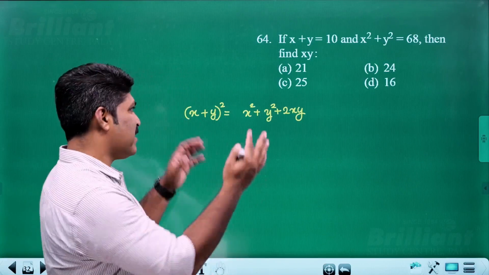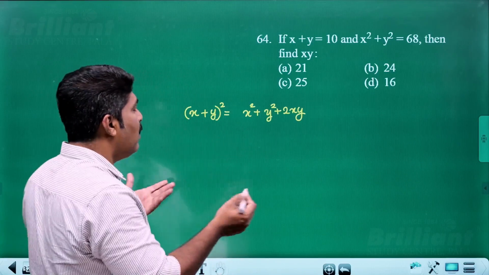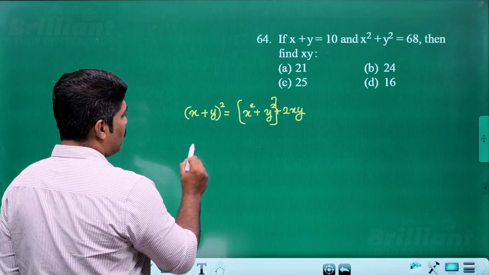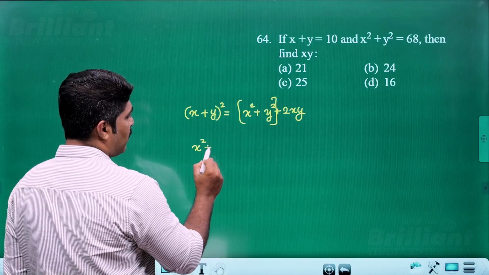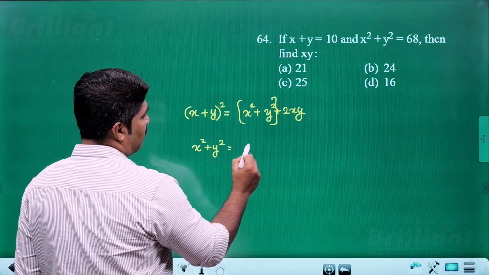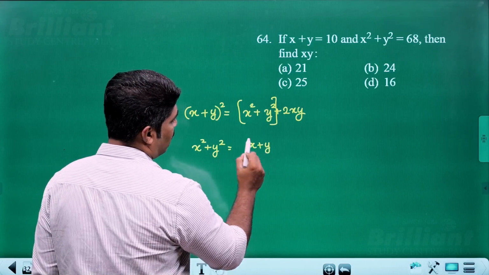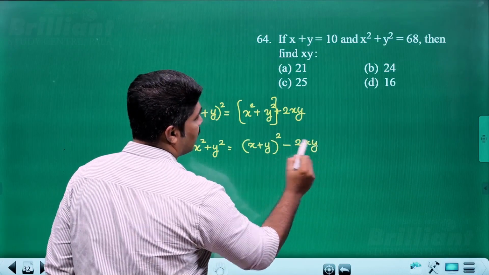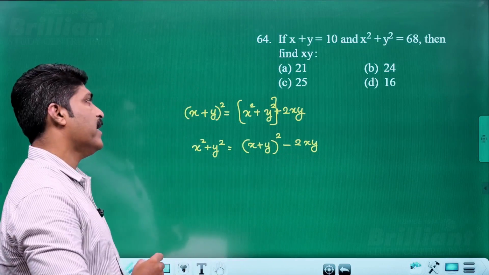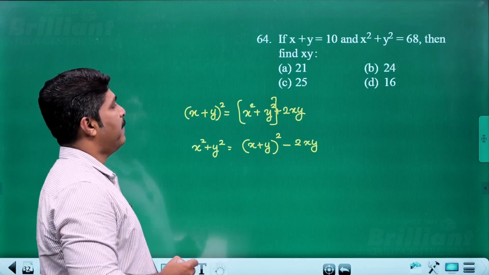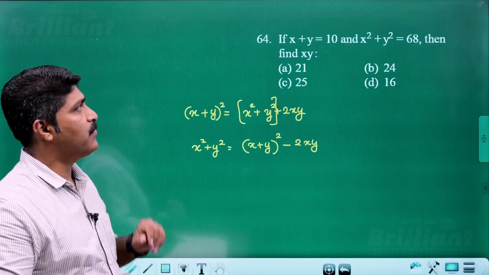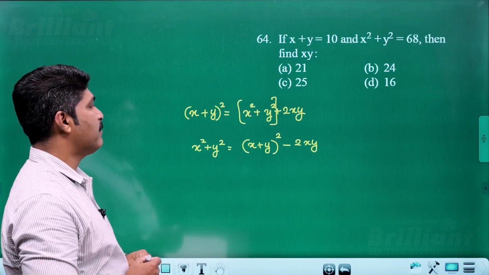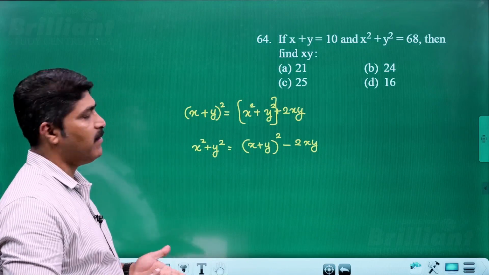That's not a matter. We just rearrange it like this. From here, we can catch what is x square plus y square. So if you need to find x square plus y square, that is simply (x plus y) the whole square minus 2xy. We have to find this x plus y, or we can directly apply this result here. X plus y the whole square, x square plus y square is available here.